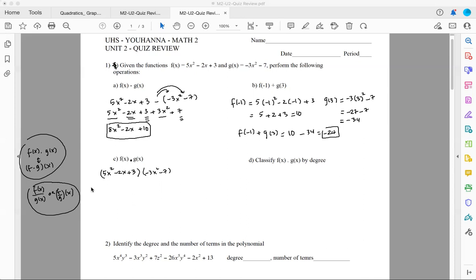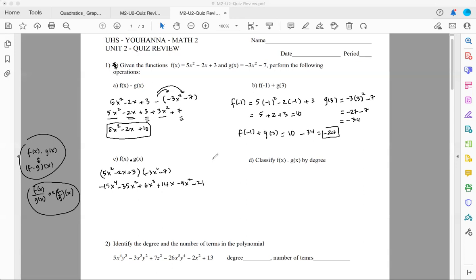So 5x squared multiplied by negative 3x squared is negative 15x to the fourth. And then next is 5x squared multiplied by negative 7, which is negative 35x squared. Then negative 2x multiplied by negative 3x squared is positive 6x cubed. And then negative 2x multiplied by negative 7 is positive 14x. And then lastly, the 3 is going to get multiplied by the 2 terms, which is going to give us negative 9x squared and then minus 21.